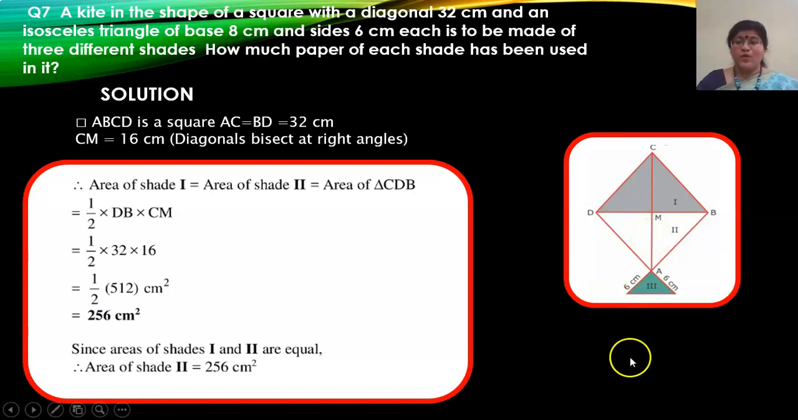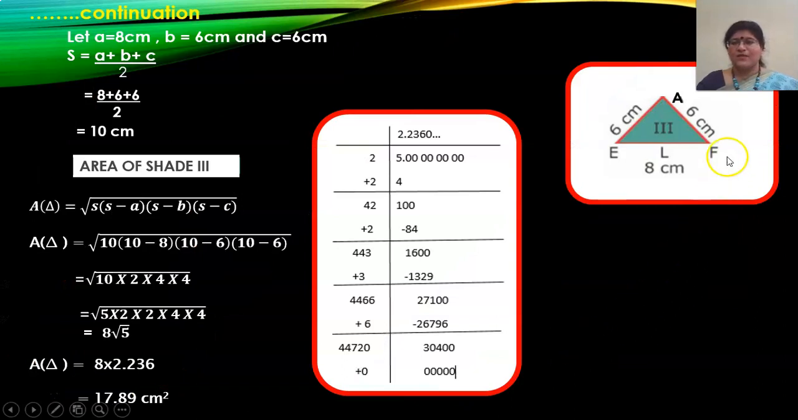Now let us look into the area of shade 3, this triangle. If you notice, it's an isosceles triangle. Let's see how to calculate the area. In this triangle, two sides are 6 and 6 and the base is 8. Height is not mentioned. It makes more sense to use Heron's formula in this. So all the 3 sides are given. Before you use Heron's formula, you need to find the value of S. So we have calculated the semi-perimeter. Semi-perimeter comes to 10 centimeters.